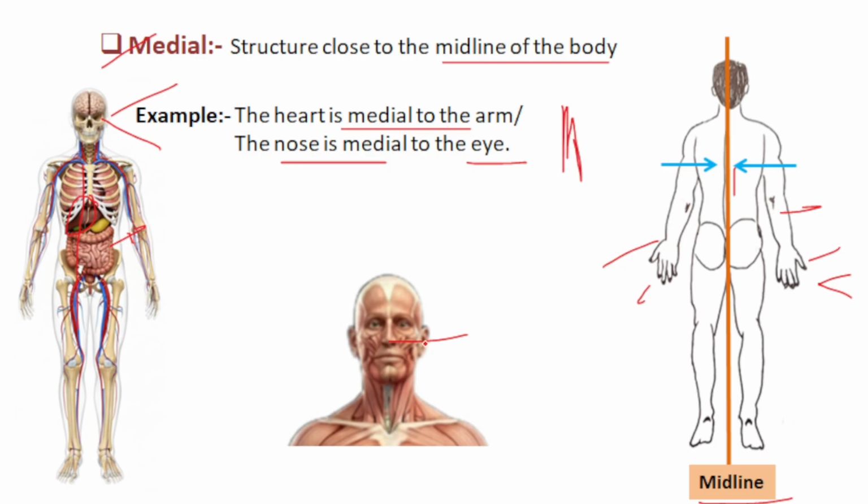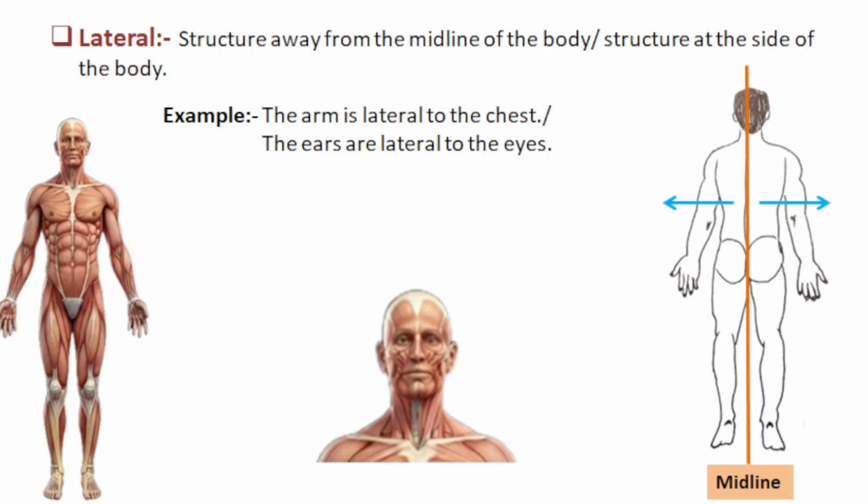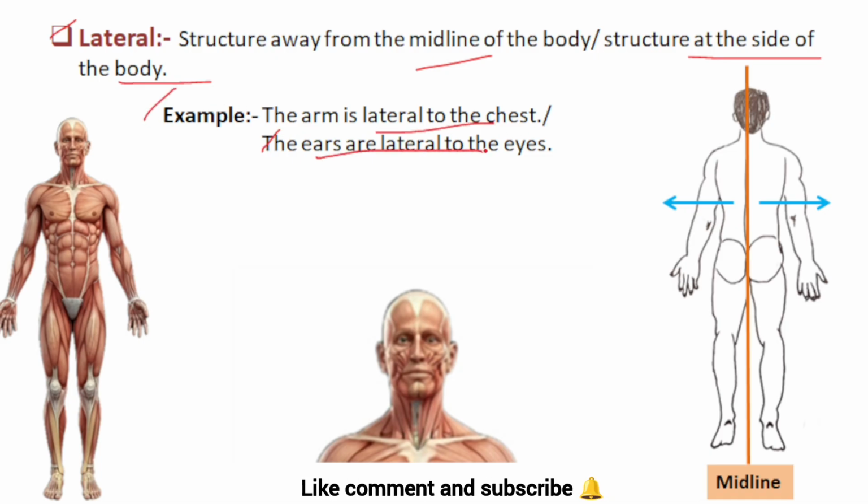So heart and nose both are closer to the midline as compared to arms and eyes. So that's why the heart is medial to the arms or the nose is medial to the eye. You see in this picture. And then the opposite of the medial is lateral. The structure away from the midline of the body or the structure at the side of the body is called the lateral. For example, the arm is lateral to the chest or the ears are lateral to the eyes. Both arms and ears are present at the side of the body and the eyes and chest are closer to the midline. So both of the structures, arms and ears, are away from the midline. That's why the arm is lateral to the chest or the ears are lateral to the eyes.